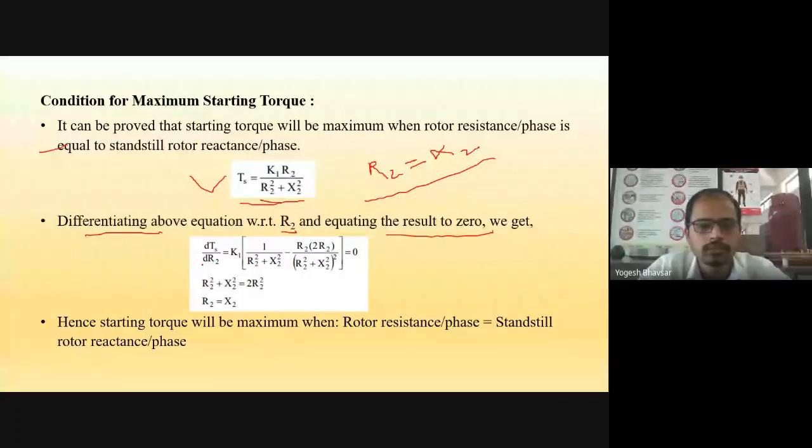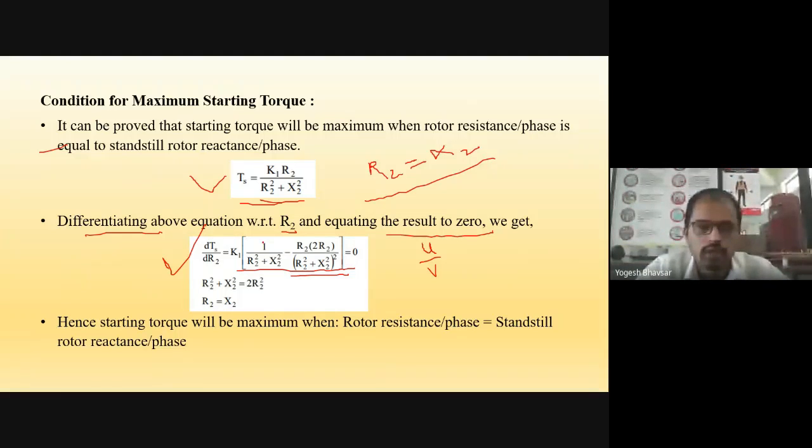So take the derivative of this. This is the expression for taking the derivative. As the variable is the resistance R2, we take it with respect to R2. This R2 is present in the numerator as well as the denominator, so we have to apply the U by V rule. Take the derivative, apply the U by V rule, and equate that to 0. So we'll get this type of expression.